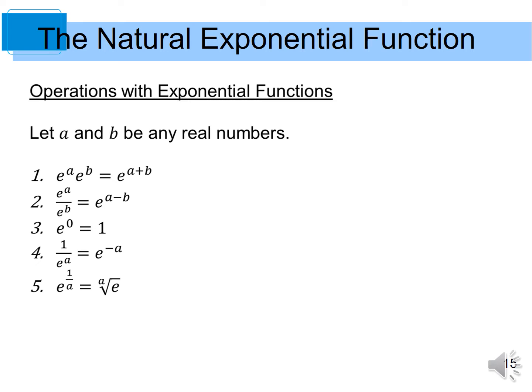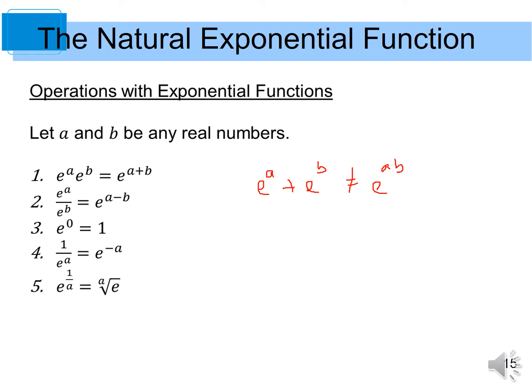Look at the first one: e to the a multiplied by e to the b equals e to the a plus b. So look at the common mistake made by students. e to the a plus e to the b is not equal to e to the a times b.